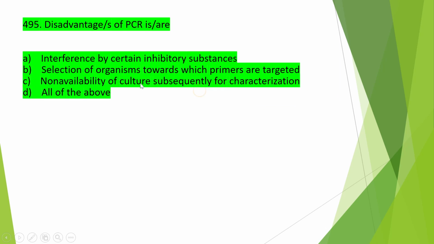Okay, so next one is: disadvantages of PCR are interference by certain inhibitory substances, selection of organisms towards which primers are targeted, non-availability of culture subsequently for characterization, or all of the above. And the right answer about the disadvantages of PCR is option D, all of the above.